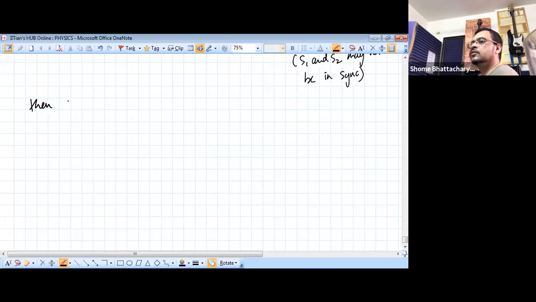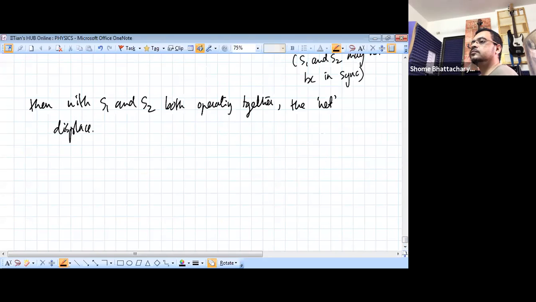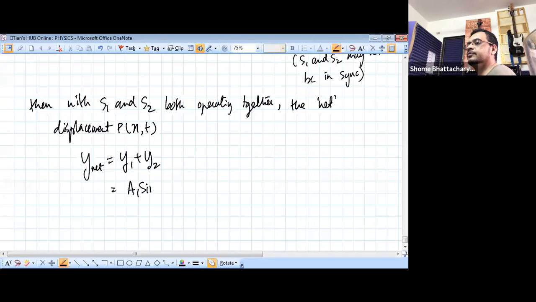Then with S1 and S2 both operating together, the net displacement at the point x as a function of time becomes the superposition of y1 and y2. But which type of y1 and y2? Two wave equations which have the same frequency and travel in the same direction. Whenever we add two wave equations such that the two waves have identical frequency and travel in the same direction, the phenomenon is called interference. So this becomes our net displacement.